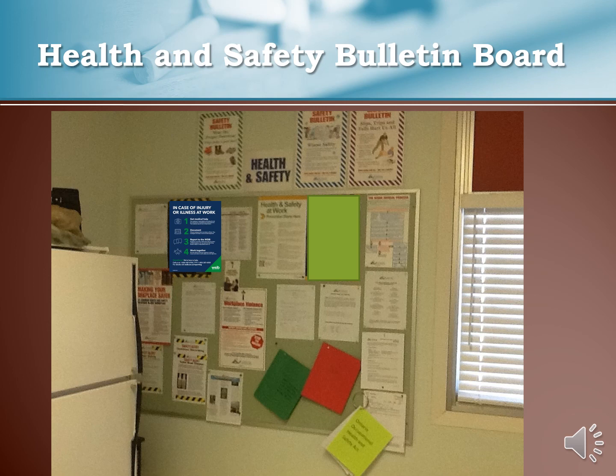There should be copies of the Joint Health and Safety and Worksite Inspection Committee minutes, copies of recent inspections of your workplace, first aid or contact information, and any recent orders from the Ministry of Labour. These are just some of the contents that should be on your Health and Safety bulletin board.